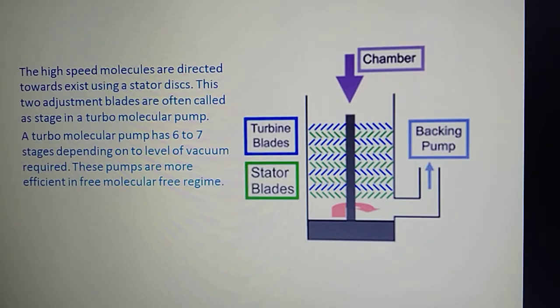The turbomolecular pump has 6 to 7 stages depending on the level of vacuum required. I mean, how much amount of vacuum we want to achieve. So depending upon that, the turbomolecular pump has 6 to 7 stages, and depending upon the achievement of the vacuum, we can use those stages.